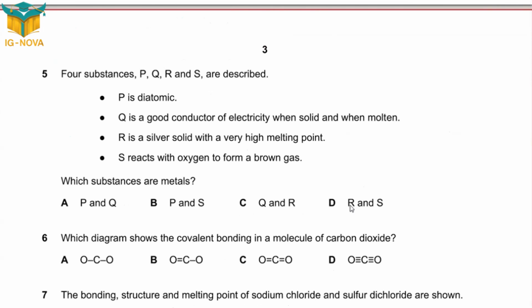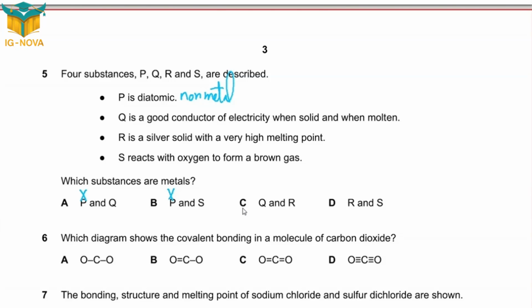Four substances P, Q, R, S are described. P is diatomic. Diatomic is more likely to be H2, N2, O2, or a halogen. Here it asks which substance is a metal. P is a metal? No, so cancel out. While B would be non-metal. The 7 diatomics: go back to my previous videos, you can check the 7 diatomics we have common in the periodic table. Q is a good conductor of electricity when solid and when molten.